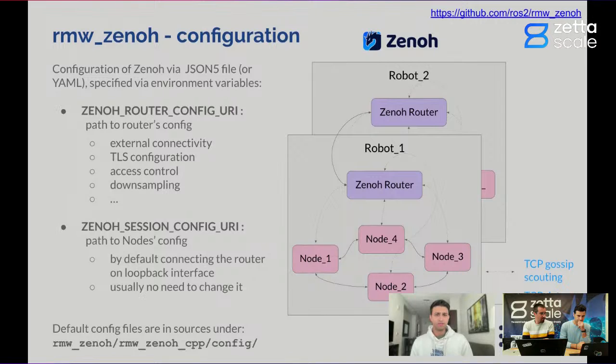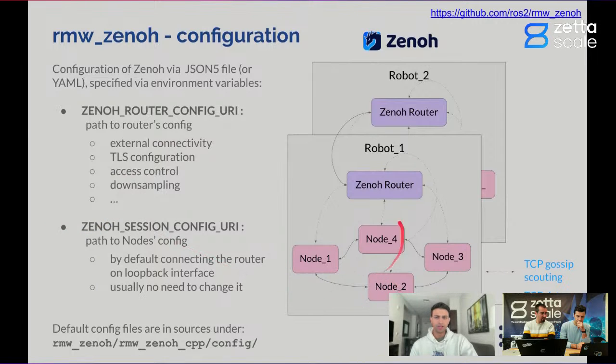So there's many ways to configure RMW Zenoh. We have configurations that you can add at 2 different levels. One is at each node, as well as the router. So with the router, we already talked about some ways we can configure it. I'll just quickly highlight that we can configure ways that the router connects to the external world. We can specify TLS configurations, access controls, and also downsampling, among others, including compression.